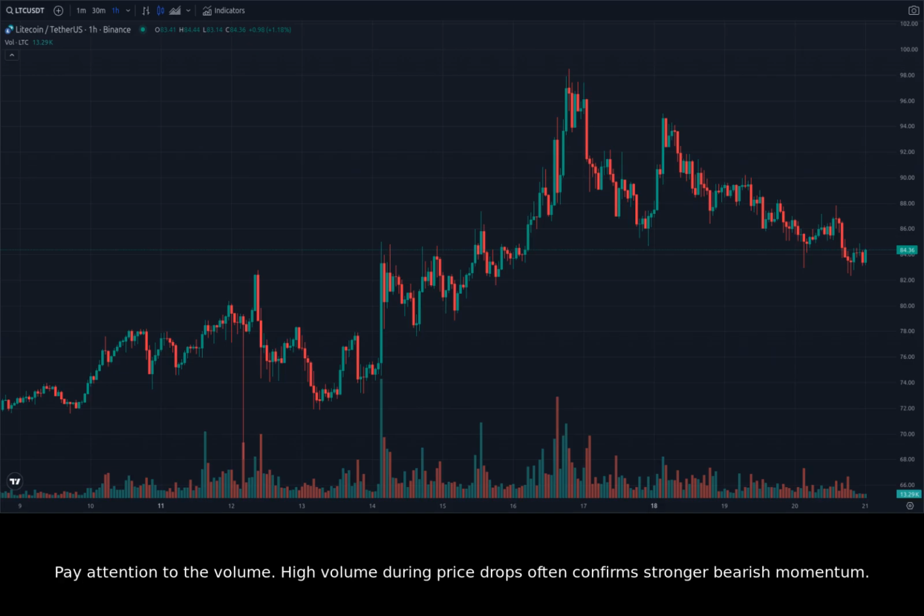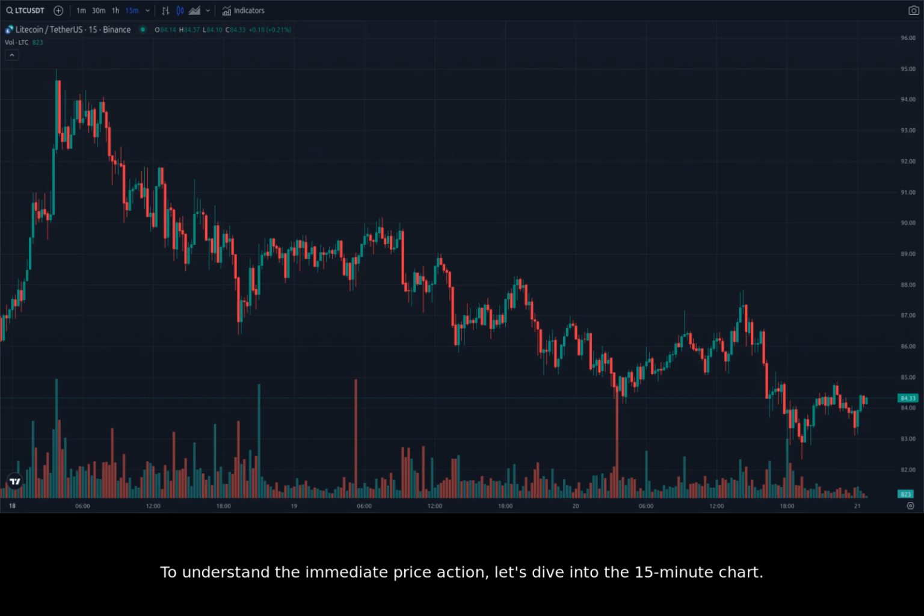Pay attention to the volume. High volume during price drops often confirms stronger bearish momentum. To understand the immediate price action, let's dive into the 15-minute chart.